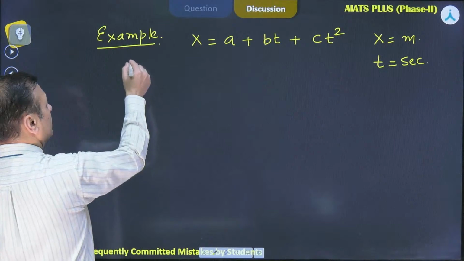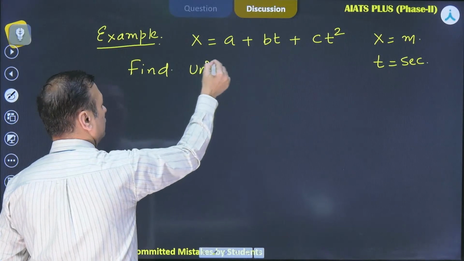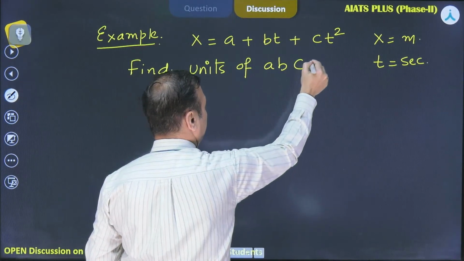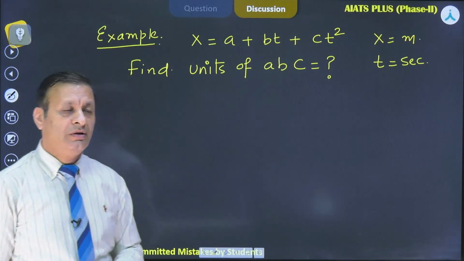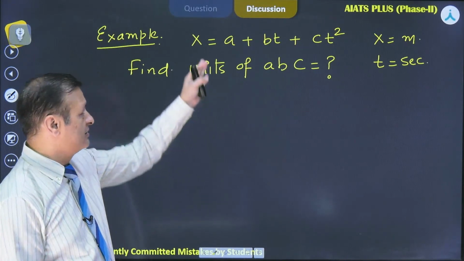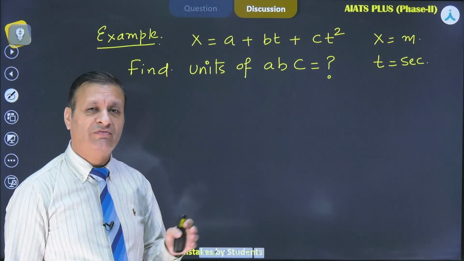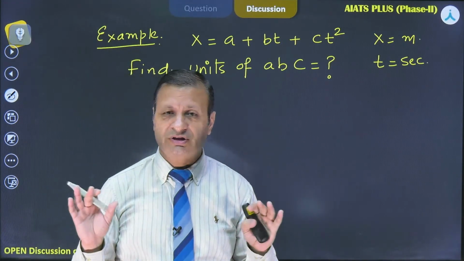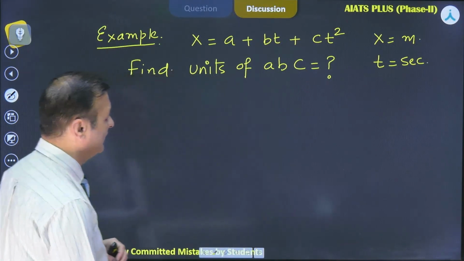Now the question is, find the units of A, B, C. So I have asked the units of A, B, C, where A is there, B is there, C is there, and ABC is a physical quantity. So we have to define the units. I think we all have understood the situation, what is being asked from you. So let's understand how to find it out.